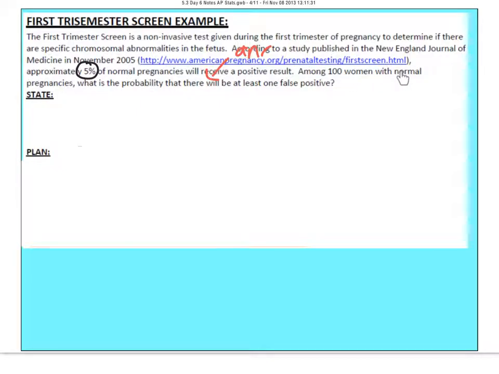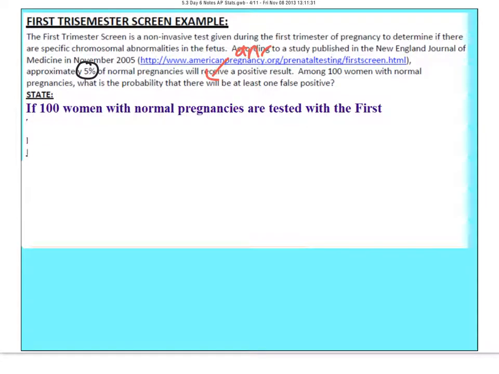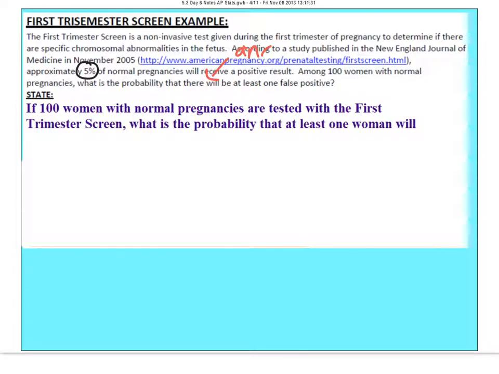Among 100 women with normal pregnancies, what's the probability there will be at least 1 false positive? Well, let's just talk about how we're going to structure this. Let's state the scenario. The scenario is this. If 100 women with normal pregnancies are tested with the first trimester screening, what's the probability at least one of them will receive a positive test? So that's the scenario we're trying to simulate.